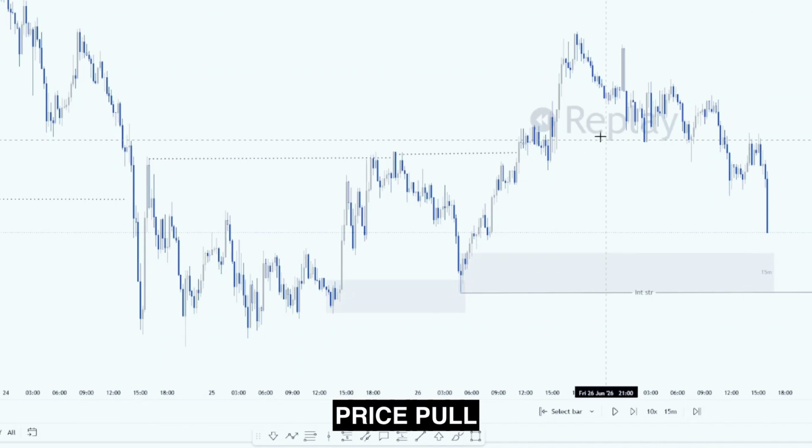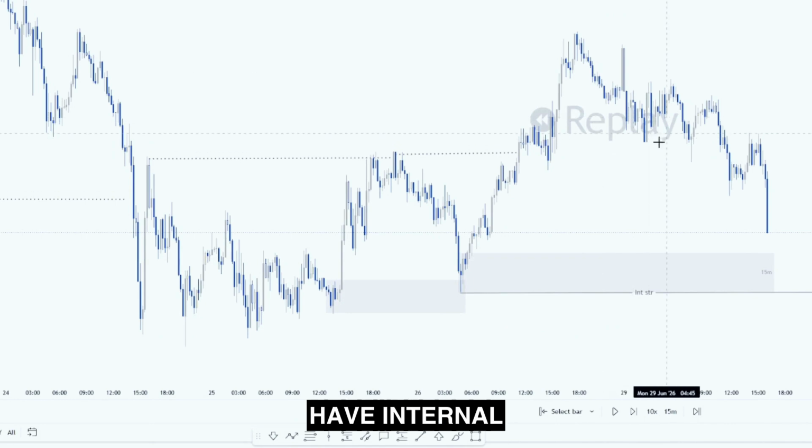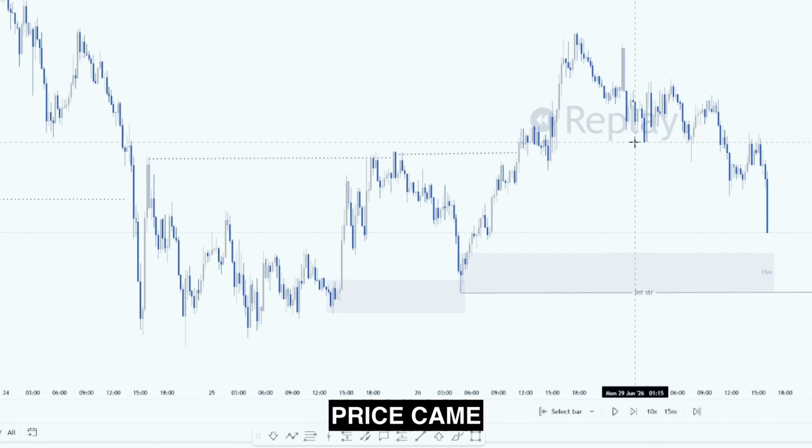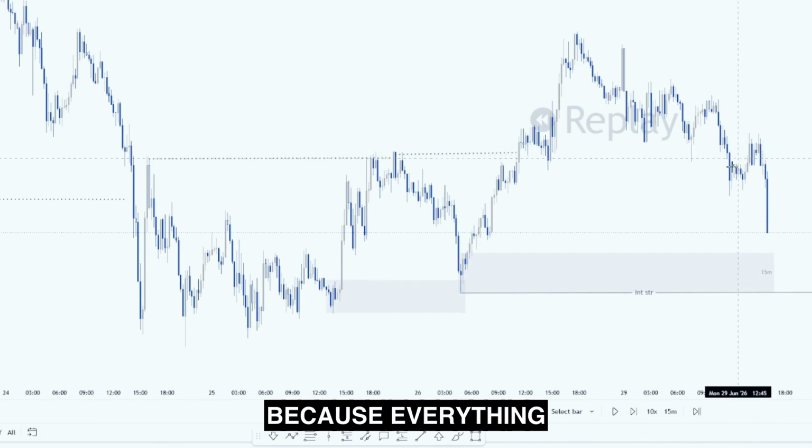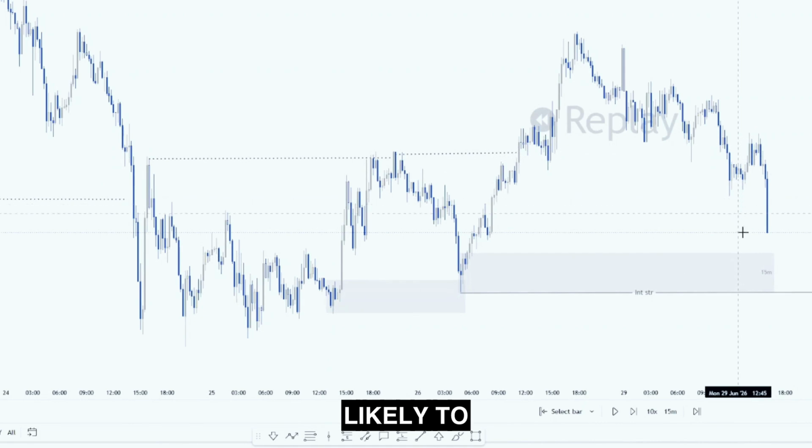For example, price pulled back, and then we have internal breaks of structure. Price came out, took this structure, pulled back, mitigated, and continued to pull down, right? So I expect price to mitigate this demand zone. As it mitigates this demand zone, I will try to look for an entry, a buy here. Why do I want to look for a buy? Because everything aligned that price is likely to move up.